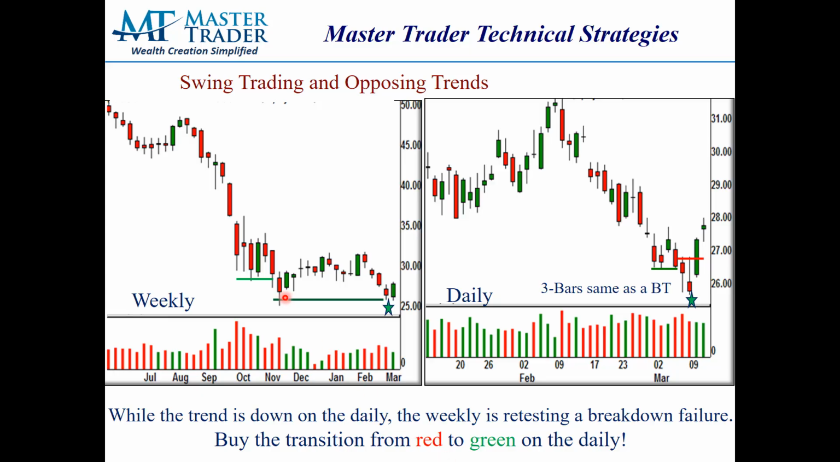Weekly time frame, retesting in a downtrend, and it's beginning to transition. Note the breakdown failure here, the retracement up into resistance, and then coming down to retest. And on the daily, beginning to turn, you can see the turn right here, the green stars, and the move back up. So here would be looking to buy this transition, right, from red to green, looking for prices to move higher.